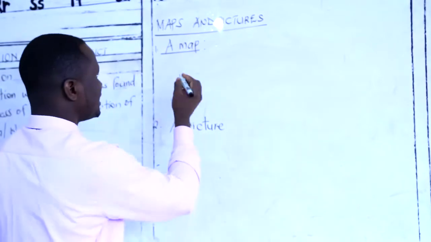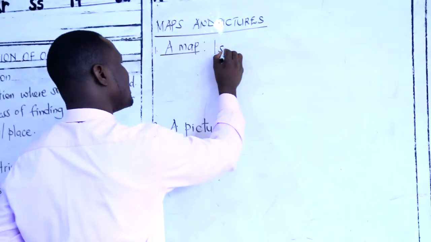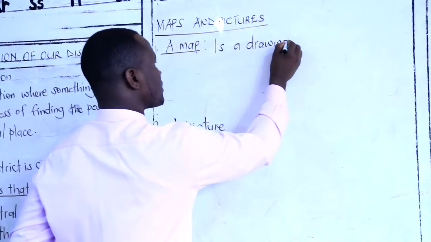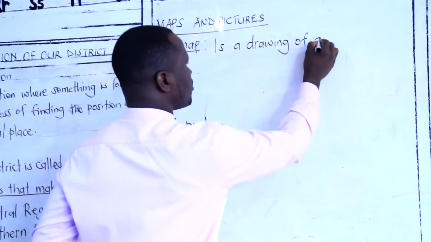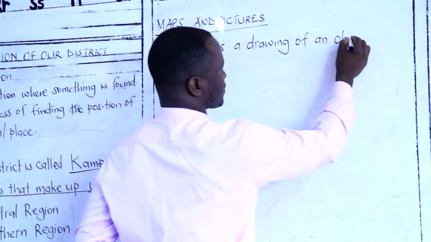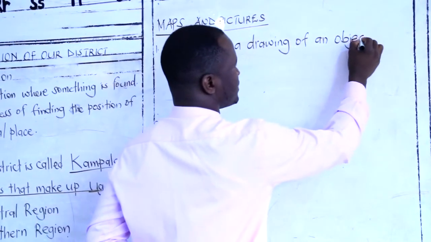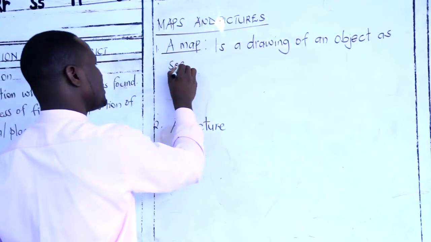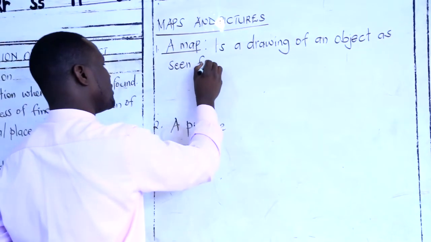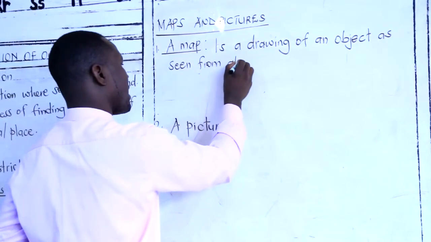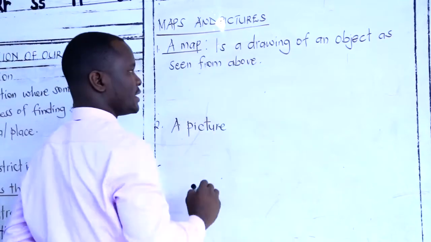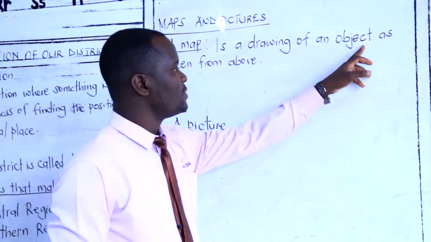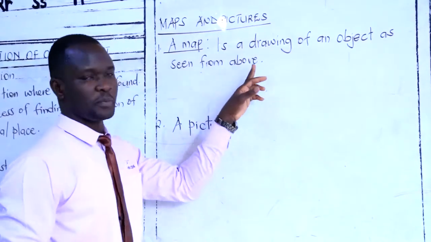So one can say a map can simply be defined as a drawing of an object. A map is a drawing of an object as seen from above. That is the definition of a map. A drawing of an object as seen from above.